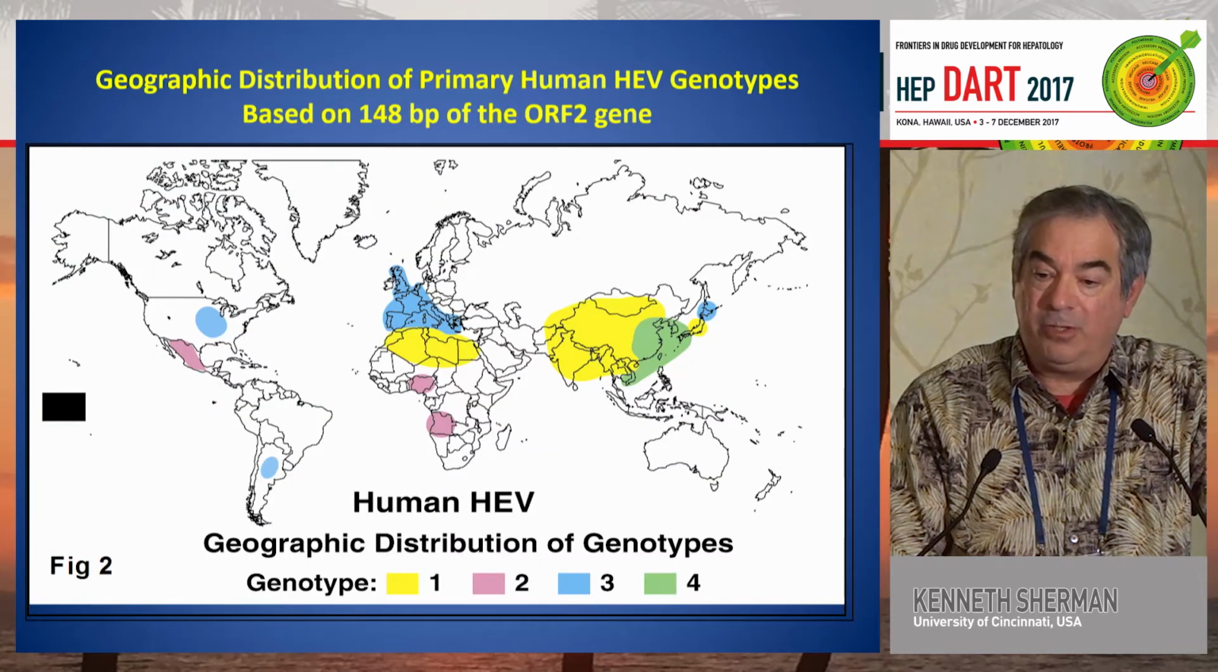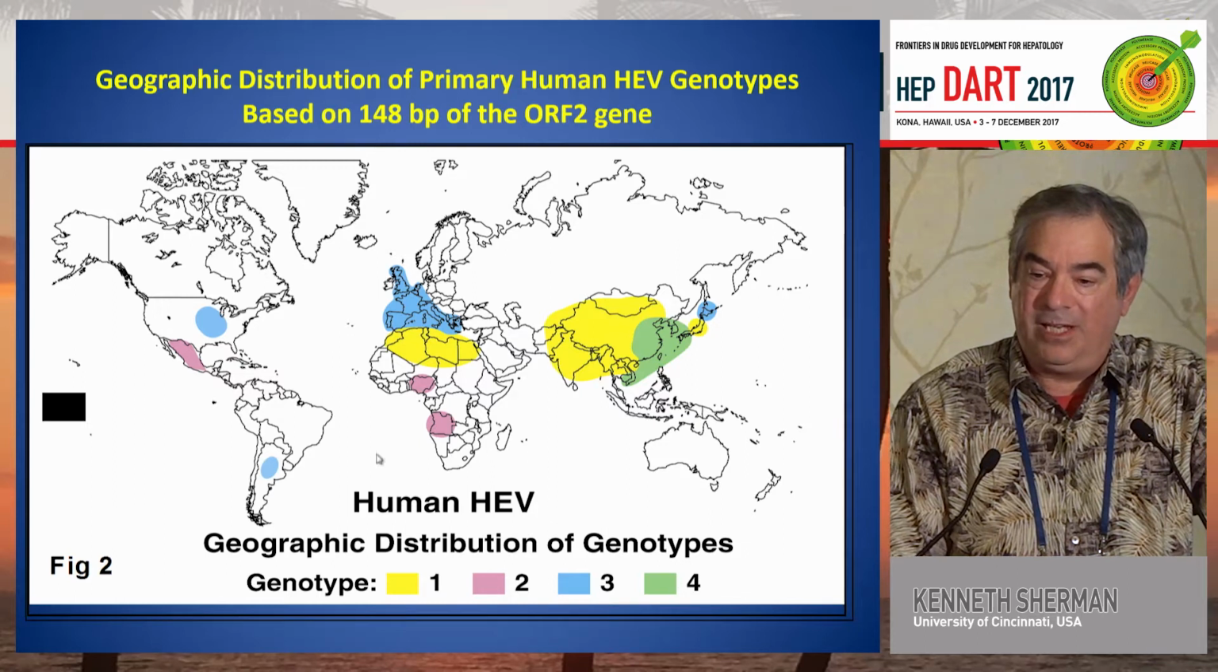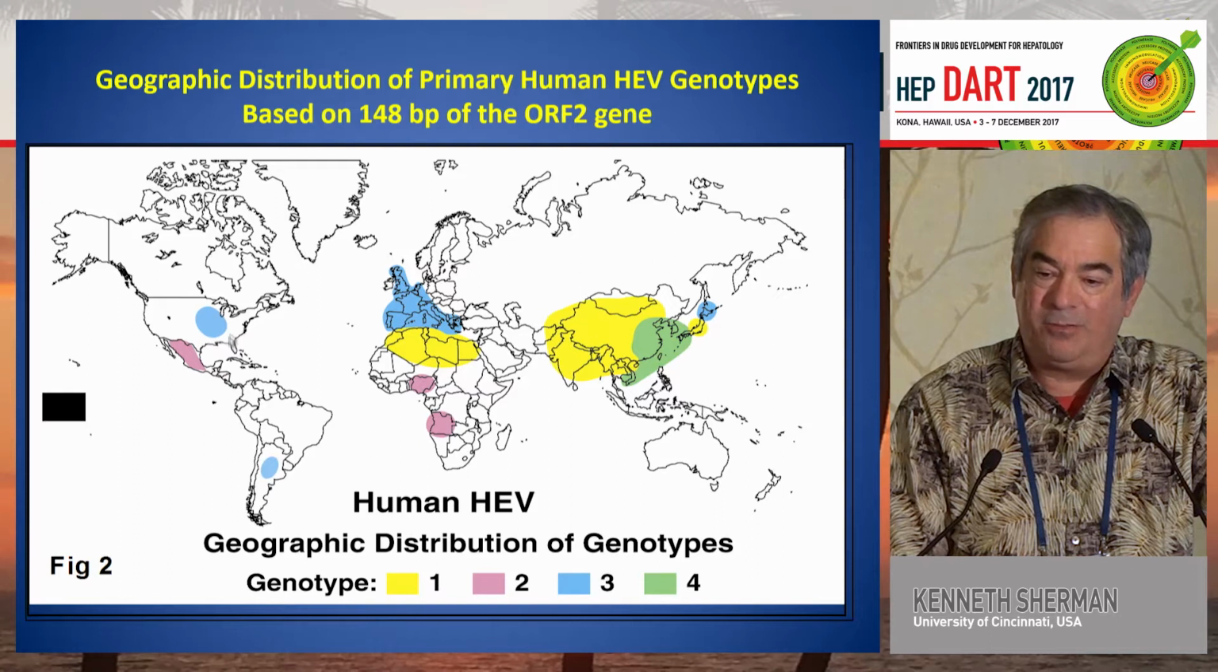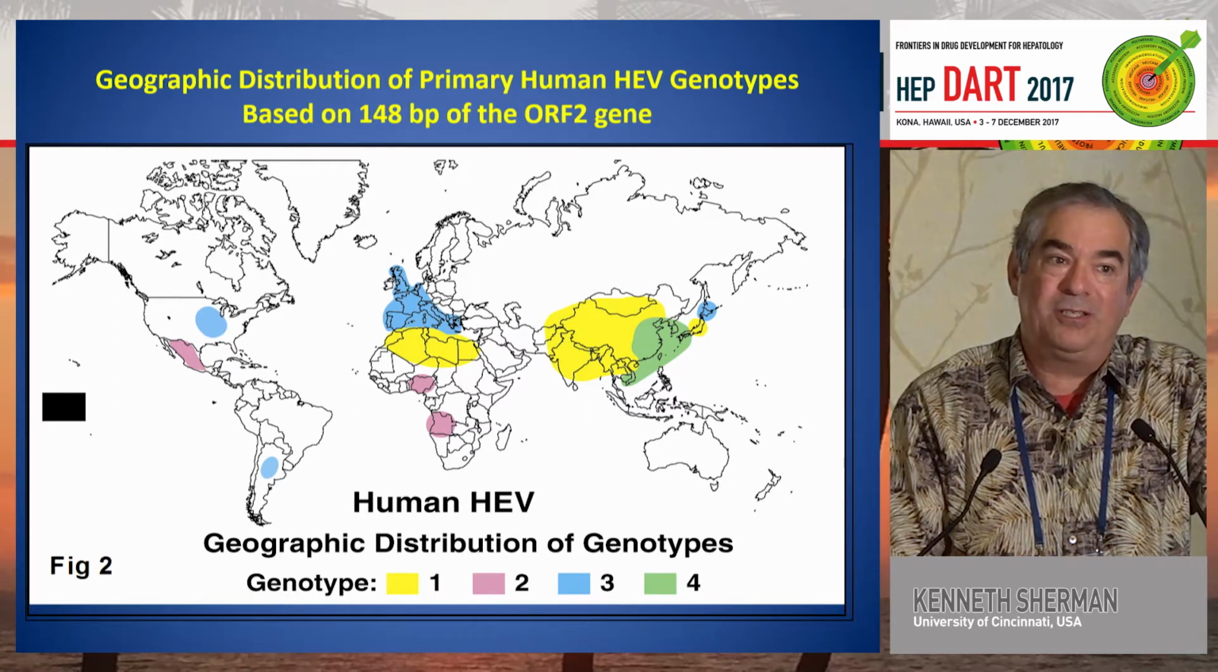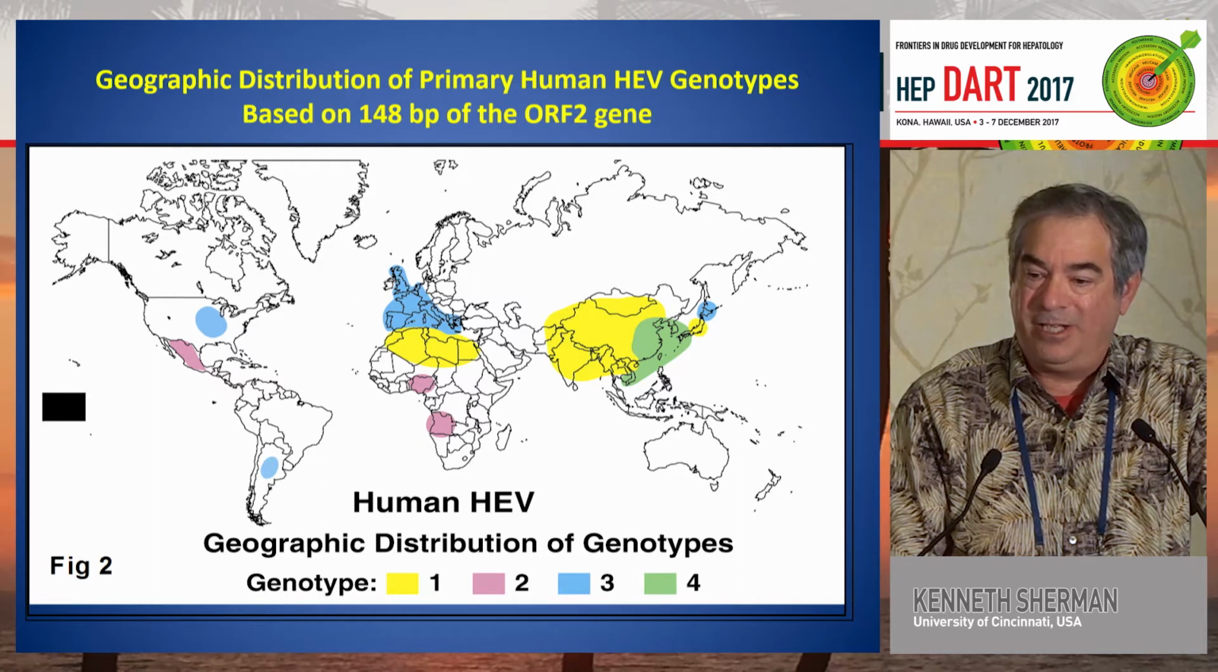The overall distribution of genotypes is shown here. You can see in the United States there's a hot spot in the Midwest where my lab is, and we're not exactly sure why that is, though we suspect increased exposure to farm animals is a big factor in that.